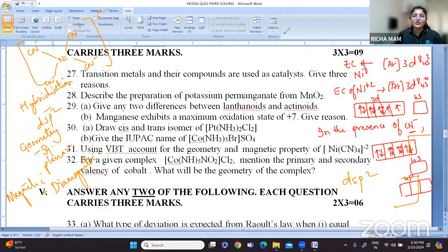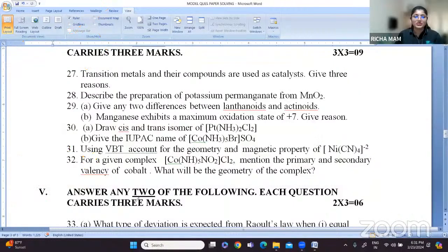Is it clear? Out of the 6 questions, you can attempt any 3, whichever you are perfect at and can answer. So you will get 9 marks, each question 3 marks. So the last question, question 32, from the 3 marks questions.